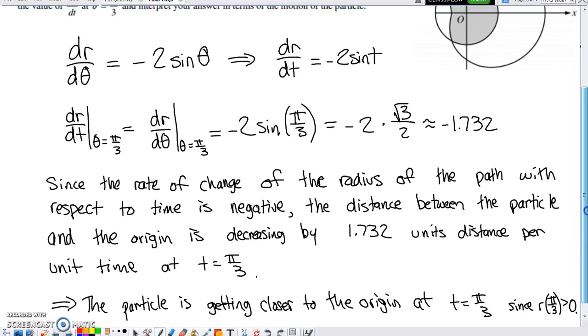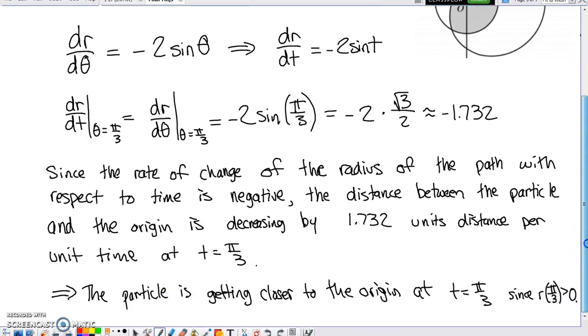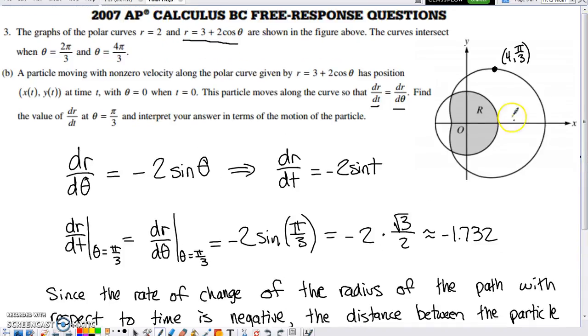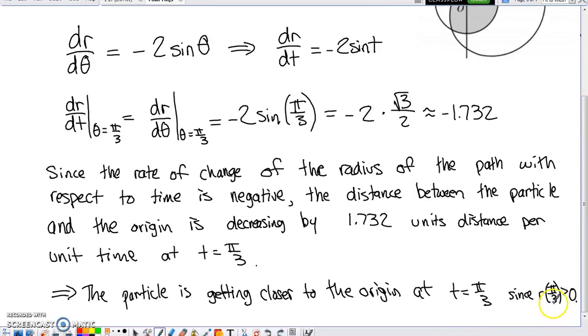And so the only other thing that I had to think about was what was going on with my radius, because if my radius is negative and it's decreasing over time, it's becoming more negative, so it's actually becoming a smaller numerical value. But if you think about it, we're dealing with a positive radius up here, and you can prove that by putting pi by 3 in place of this theta in the formula for r of theta. And so since r is positive at pi by 3 and the rate of change of r with respect to time is negative, we know the particle is getting closer to the origin at this time rather than further away.